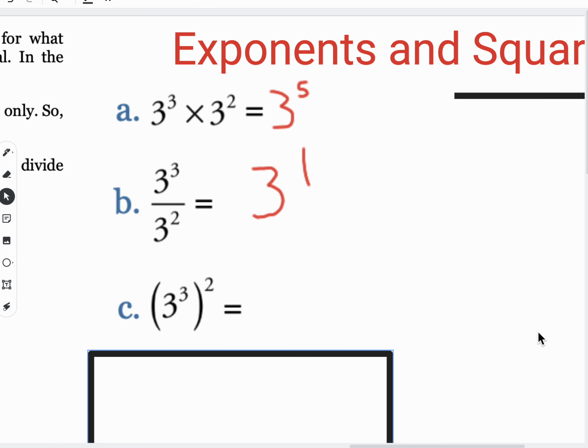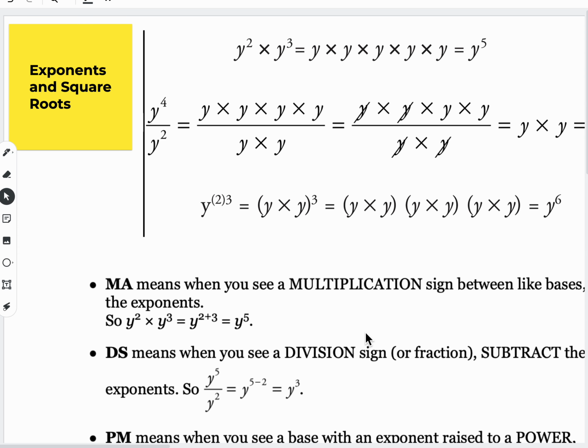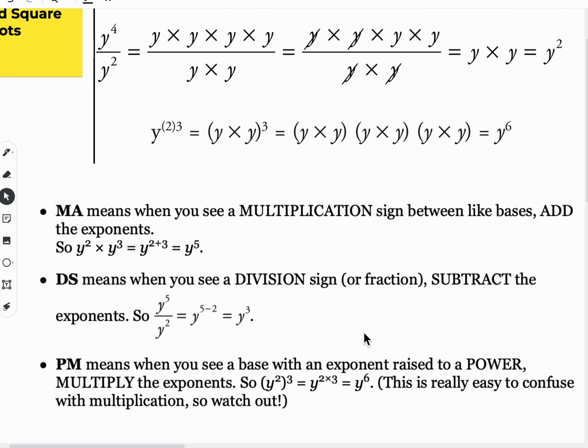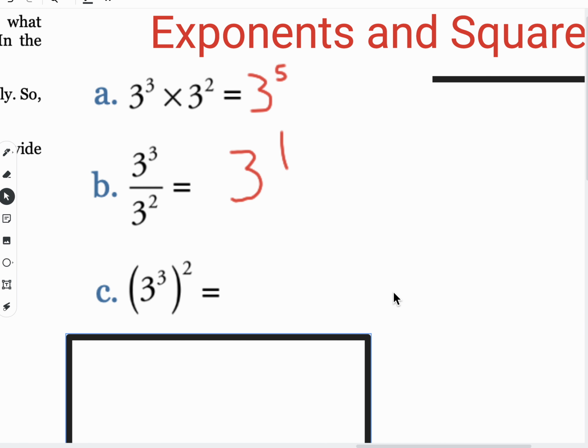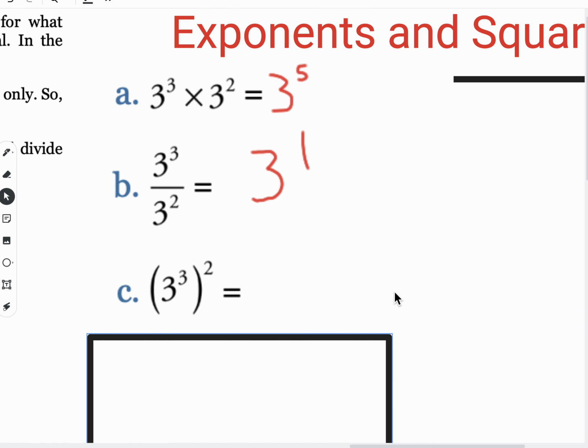C is 3 cubed to the second power. We're raising an exponent to a power. So now we get to use the PM part of MADSPM. When you see a base with an exponent raised to a power, multiply the exponents. 3 times 2 is 6. This will be 3 to the sixth power.